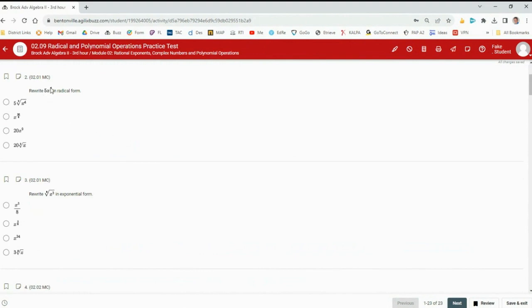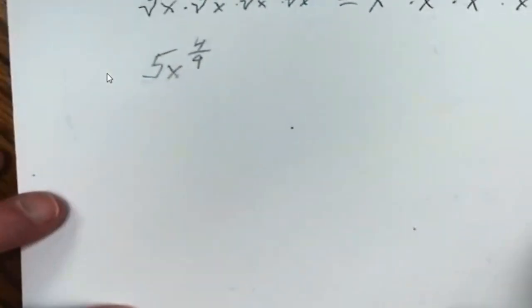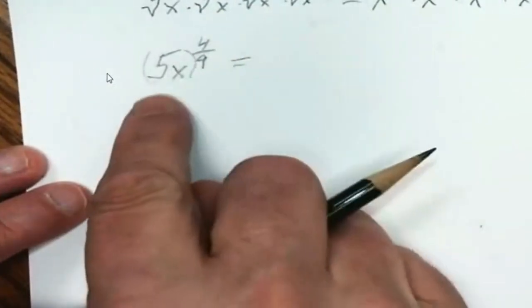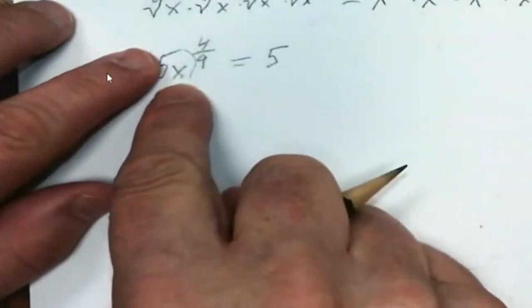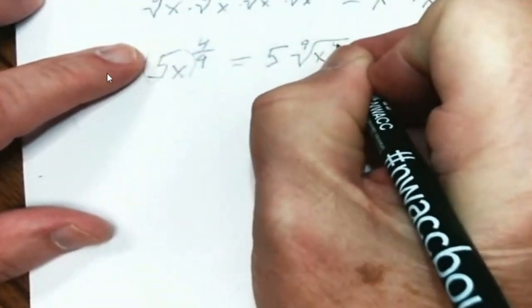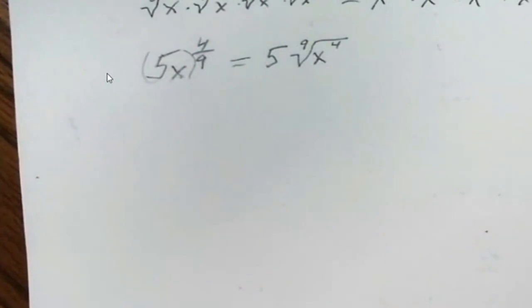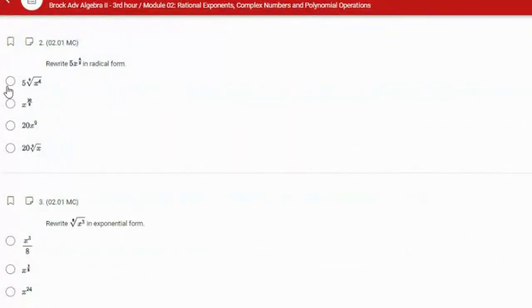Rewrite 5 times x to the 4/9 in radical form. Okay, writing that on our paper here, and they want it in radical form. So the 5 is out front. It's not part of the 4/9 because there's not parentheses. If there were parentheses, all of that would be to the 4/9, but it's not. So it's going to be out front. So we just have x to the 4/9. Since the 9 is on the bottom, it's going to be the root, and x is to the 4th power. So it should be 5 times the 9th root of x to the 4th. There it is, first choice, 5 times the 9th root of x to the 4th.